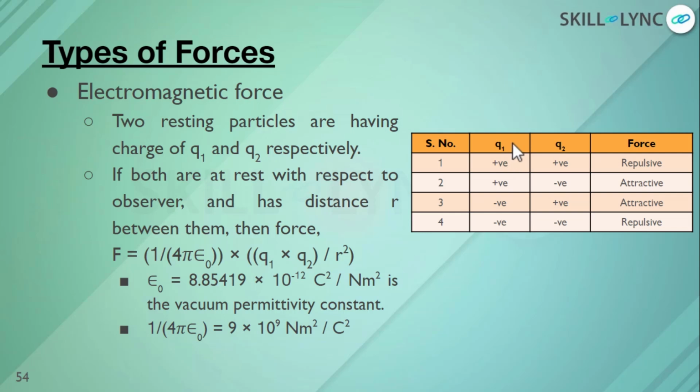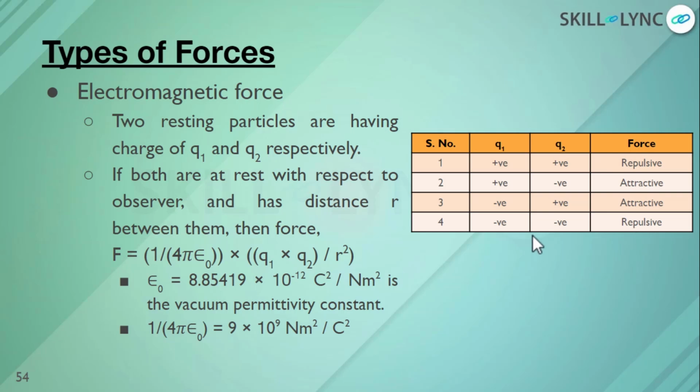It is to be noted that when charge Q1 and charge Q2 have different signs, the type of force will be different accordingly. Case 1: suppose the charge on Q1 is positive and the charge on Q2 is positive, therefore the force will be repulsive. Case 2: if charge on Q1 is positive and charge on Q2 is negative, force will be attractive. Case 3: if charge on Q1 is negative and charge on Q2 is positive, force will be attractive. Case 4: if charge on Q1 is negative and charge on Q2 is negative, then force will be repulsive.